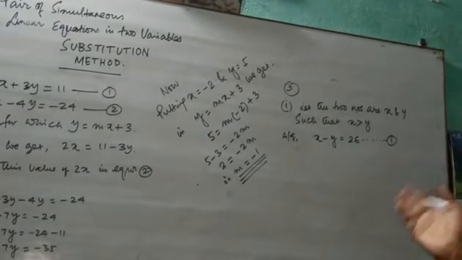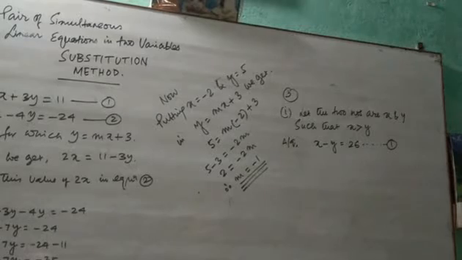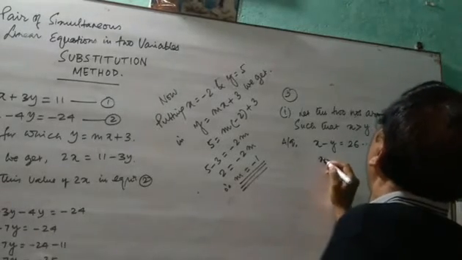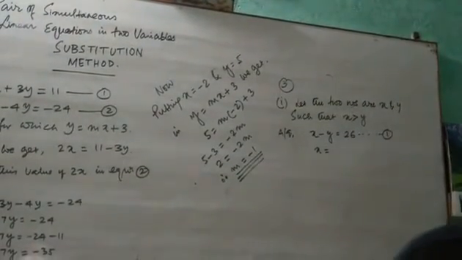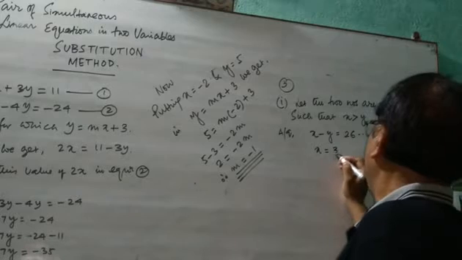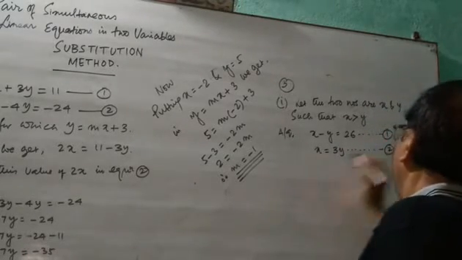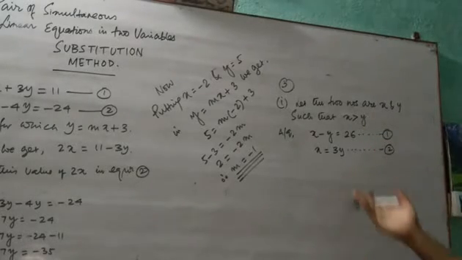And one number is 3 times the other. Definitely the larger number will be 3 times the smaller number. So therefore, the second equation: x is equal to 3 times the other, that means 3y. So this is the second equation. You are given these two equations. Now your work is done. You just have to solve them to find the numbers.